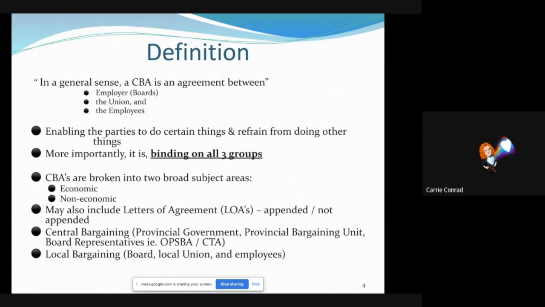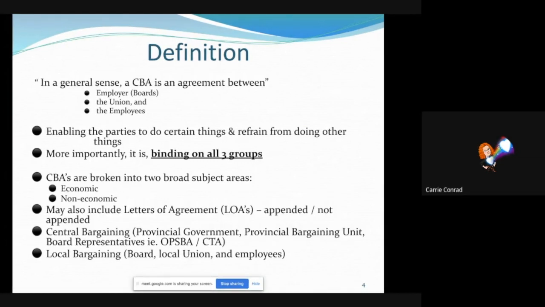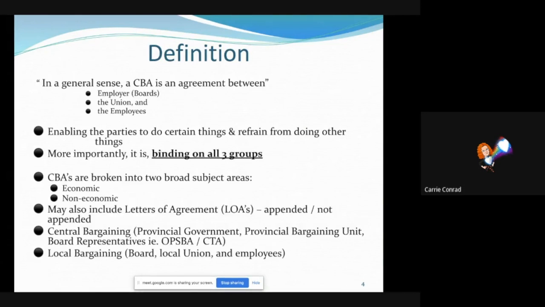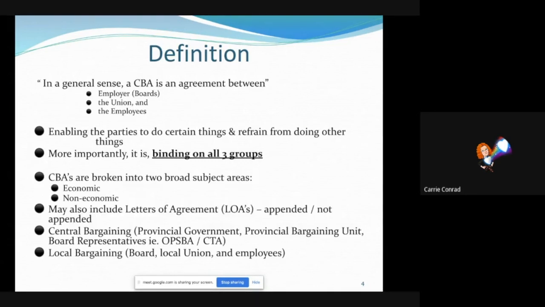When we refer to central bargaining, we are talking about the provincial government, the provincial bargaining unit, and the board representatives, which are either OPSBA, the Ontario Public School Board Association, or the CTA, the Council of Trustee Associations. Local bargaining involves the local school board, the local bargaining unit, and the employees that are represented locally at that board.